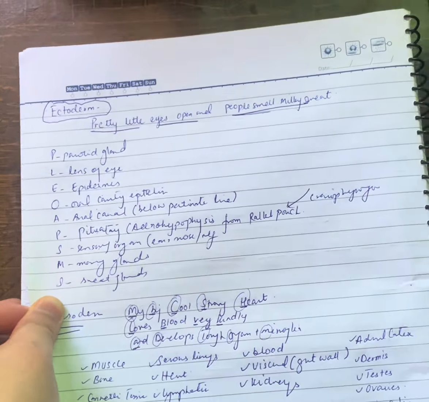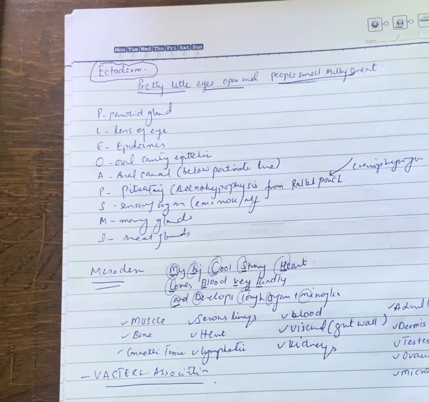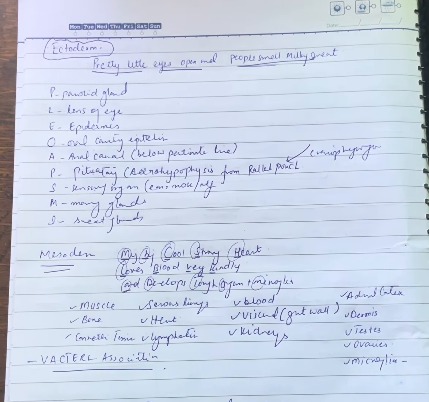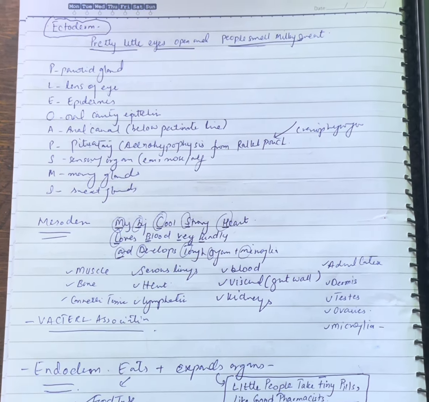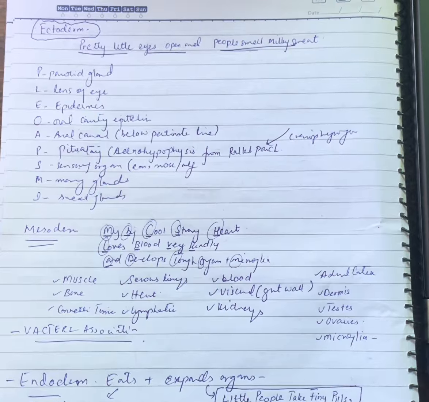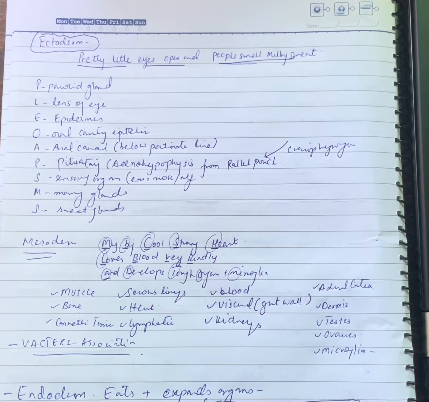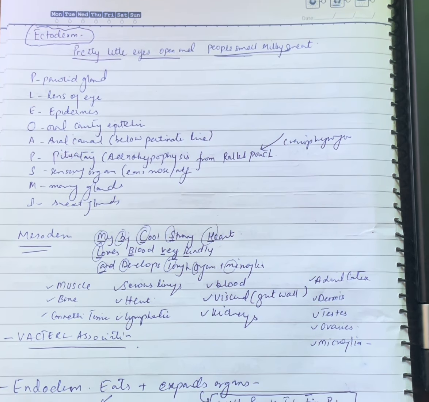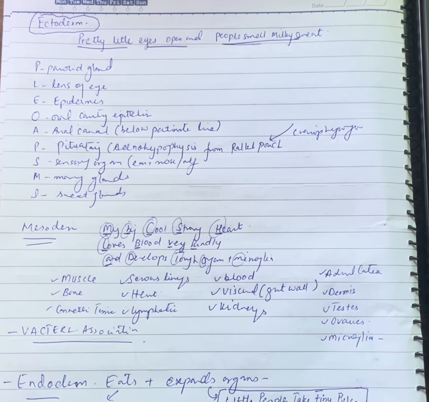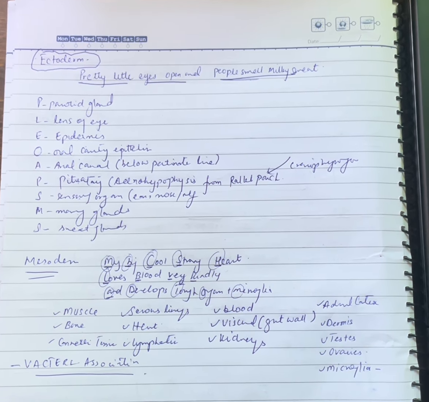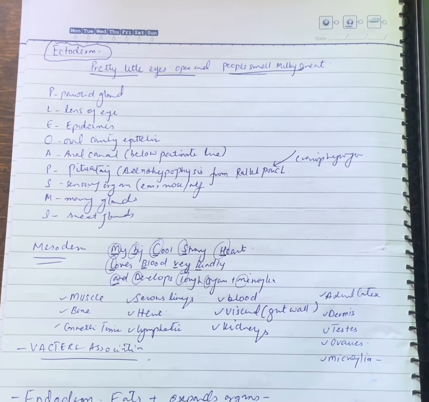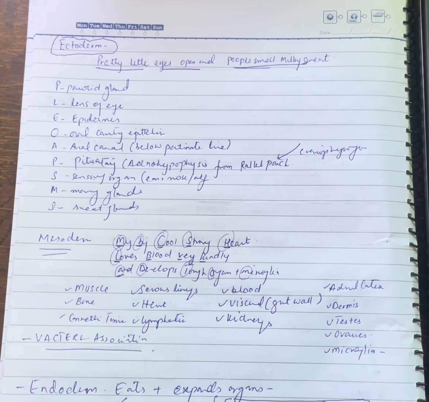That was the trilaminar layers, that is the ectoderm, mesoderm, and the endoderm. If we talk about the ectoderm, the mnemonic is: pretty little eyes open and people smell milky sweat. It's a weird mnemonic, but it's very important for you to remember the derivatives of the ectoderm. They are frequently asked in exams.